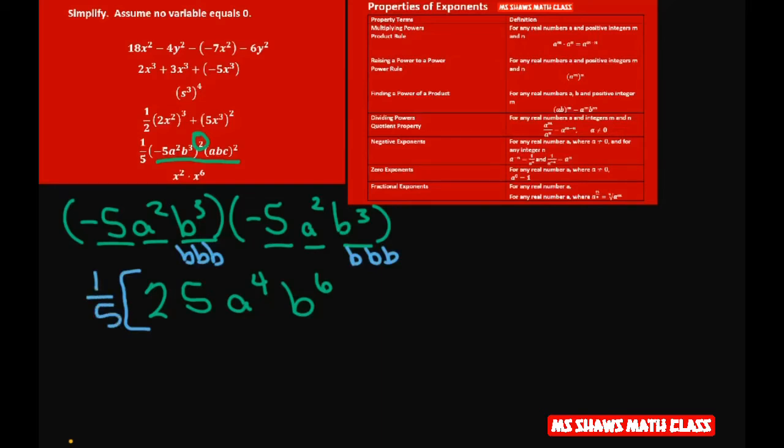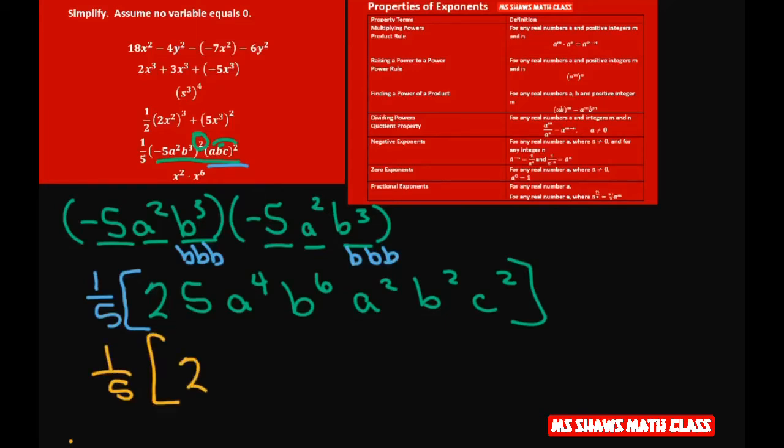All right, now this one is just, you're just going to square each of these pieces. So that's just going to be a squared, b squared, and c squared. Again, let's take care of the parentheses. So we still have our 25. Now, a to the 4th times a squared. That means you're just going to use your product rule and add these two. This is really a to the 4 plus 2. So that's a to the 6th.